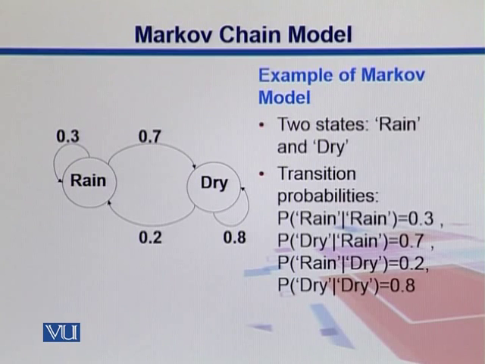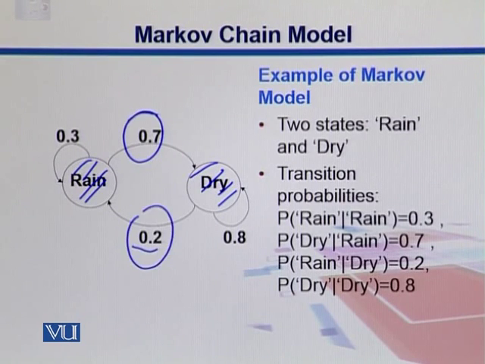Here is an example. We have a Markov model with two states. One is dry and one is rainy. If it is raining, there is a 30% possibility that the next day there will be rain as well, and a 70% probability that it will move to the dry state. Once it's dry, it can stay dry with a probability of 0.8, and from dry to raining, it can move with a probability of 0.2. So these are your transition probabilities. These are the probabilities with which the system tries to stay in a state.